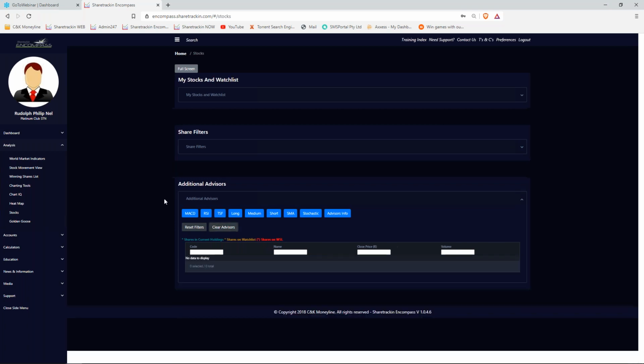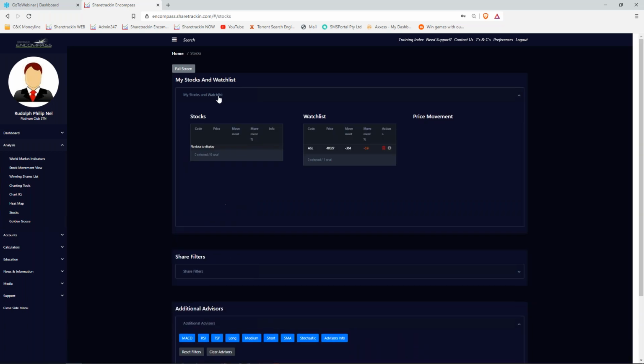So, as I said, we're going to go to the analysis on your left-hand side. Then you're going to go down to stocks, and you're going to click on the stocks button. Right at the top, as I said, you get your my stocks and watch list. You get your stocks on the left and your watch list on the right. On your right-hand side, any shares that you add on to your watch list to have a look at will appear there, and stocks that you bought will appear on your left hand side.